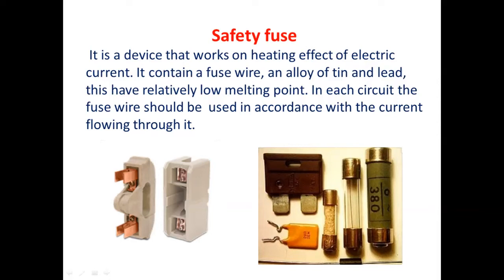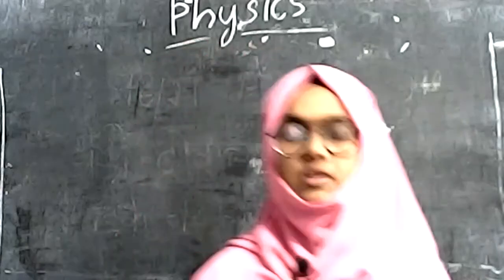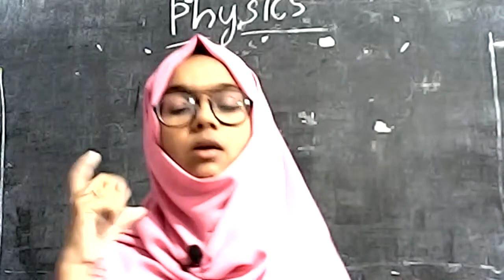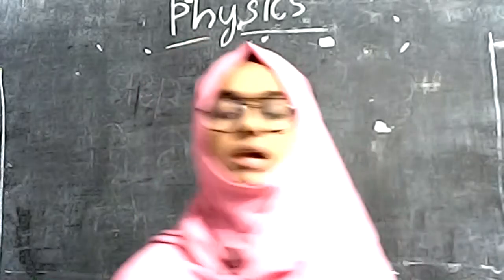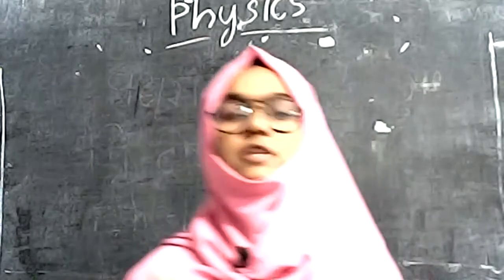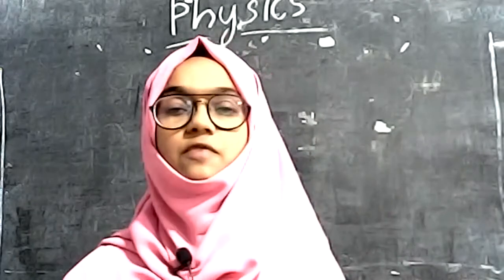These are the images of a safety fuse. In the first picture, we can see that the safety fuse has a socket, and when we use a safety fuse, we have to set the pin into the socket. This is a safety fuse. In a safety fuse, there is a wire that is made up of tin and lead, and that wire is inside the safety fuse.